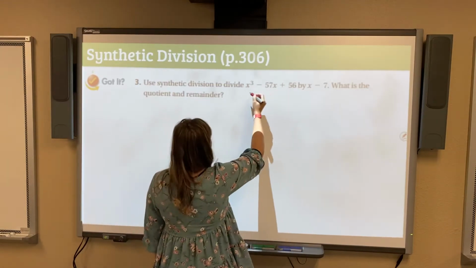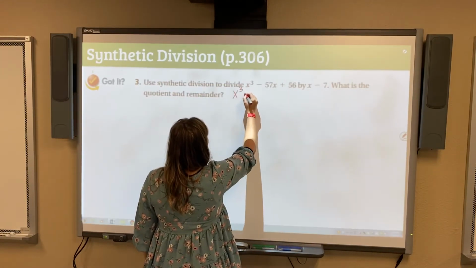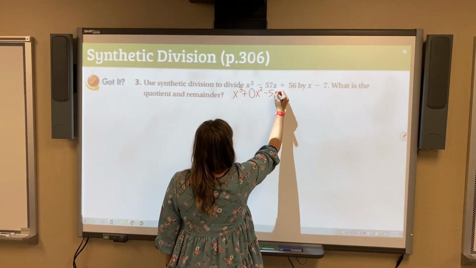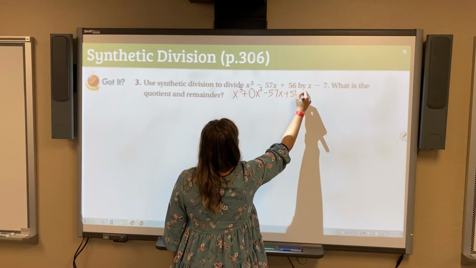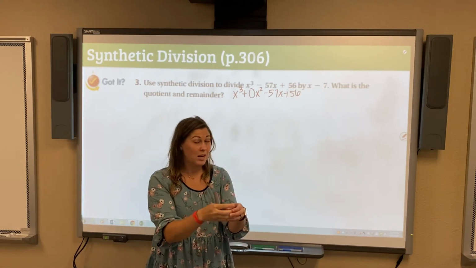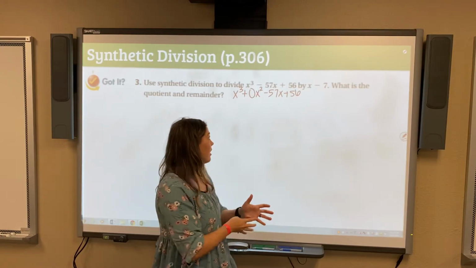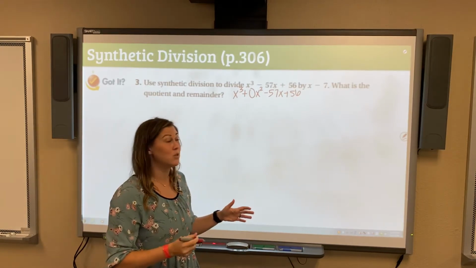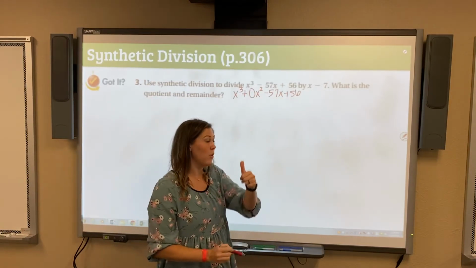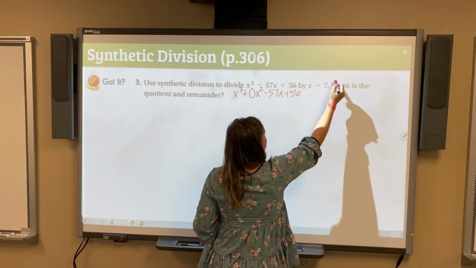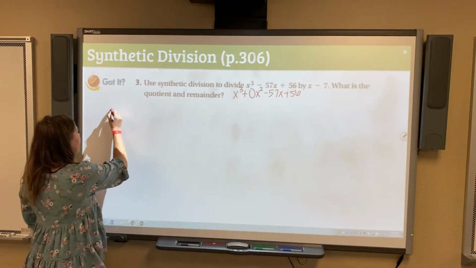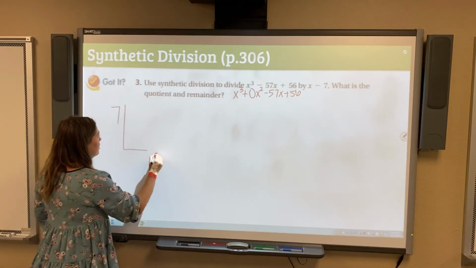So I'm just going to rewrite it as x cubed plus 0x squared minus 57x plus 56. Remember in matrices, whenever we didn't have a variable, we put in a 0 with that variable as a placeholder in that column. We have to do the same thing here. So double check: we have 3, 2, 1, 0. Good to go. Our first step is to take the opposite of this number. If it's a negative 7, it's a positive 7. We're going to put it on the outside of our L.